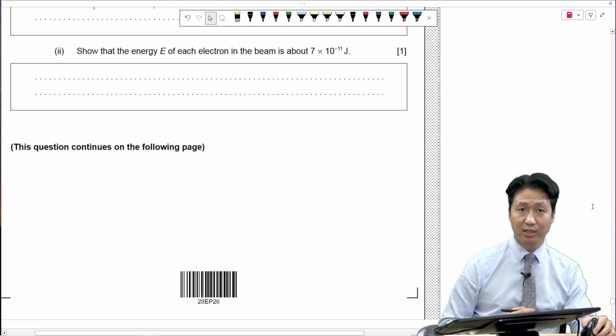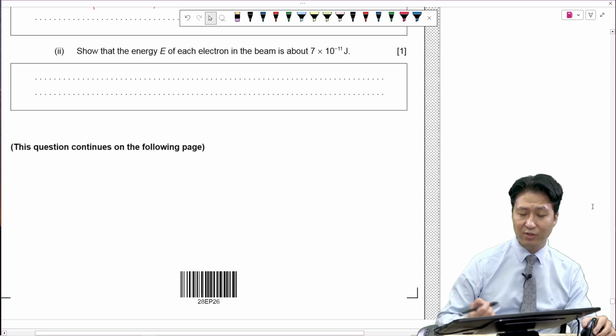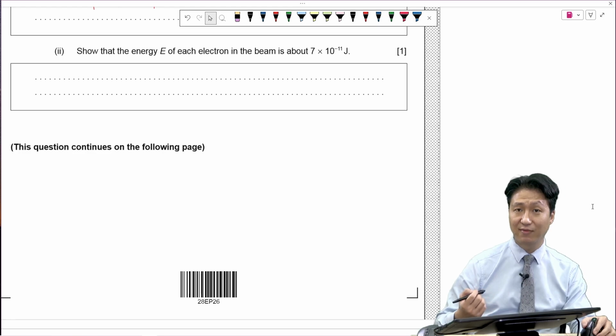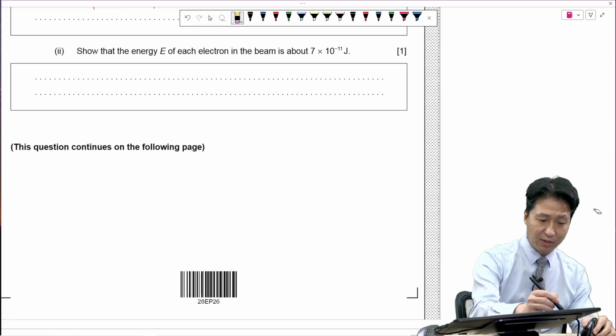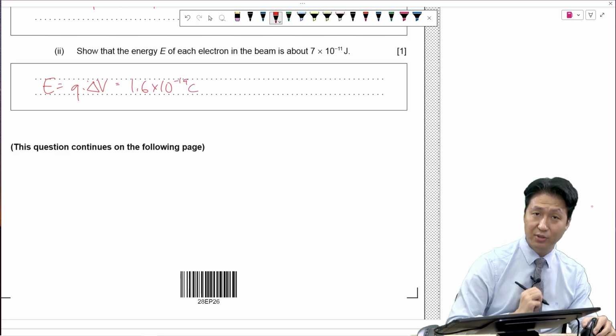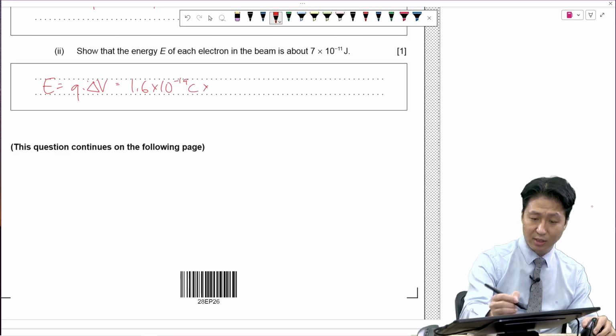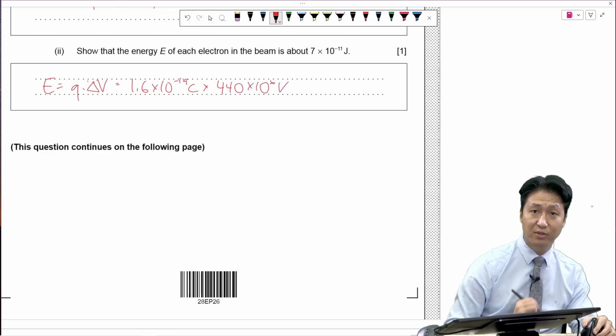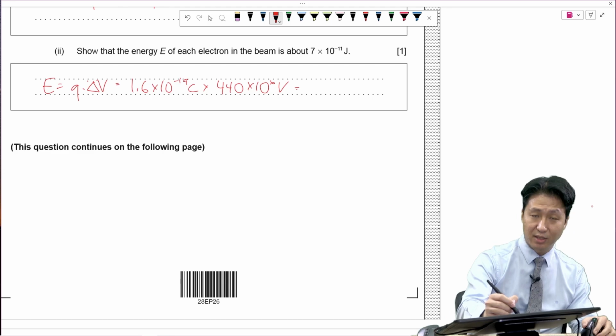Part 2, it says, show that the energy of each electron in the beam is about 7 times 10 to the negative 11 joules. So energy is equal to the charge times the potential difference. The charge is 1.6 times 10 to the negative 19 coulombs, and the potential is 440 times 10 to the 6 volts. Multiplying this together, you get 7.0 times 10 to the negative 11 joules.